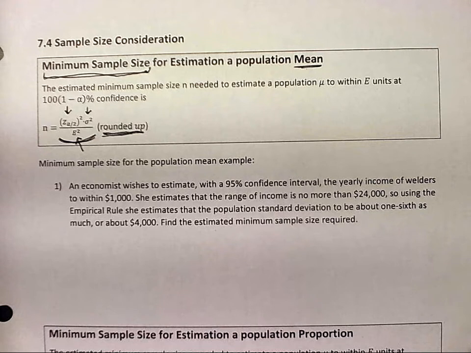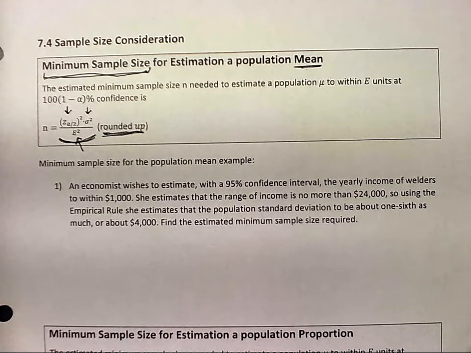An economist wishes to estimate with a 95% confidence interval the yearly income of welders to within $1,000. She estimates that the range of incomes is no more than $24,000. So using the empirical rule, she estimates the population standard deviation to be about 1/6 as much, or $4,000. Find the estimated minimum sample size required. All right.